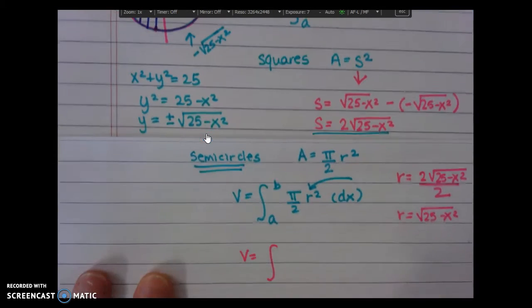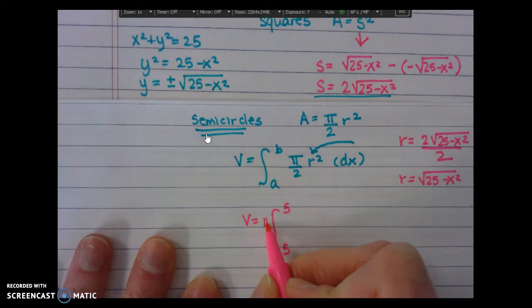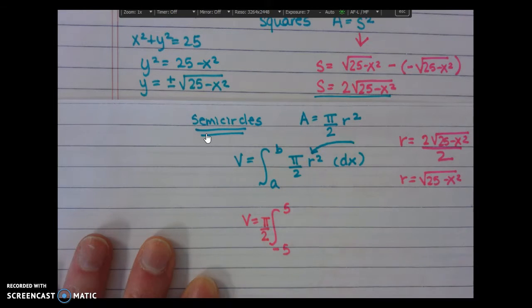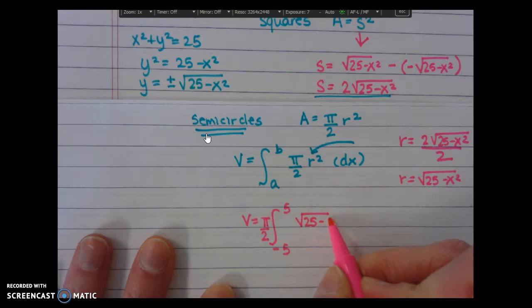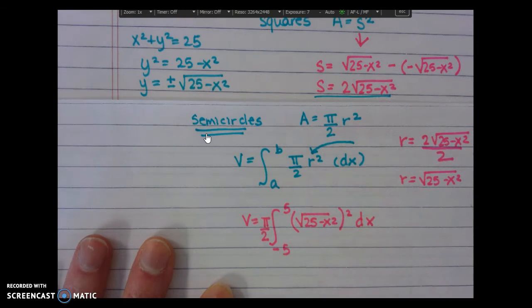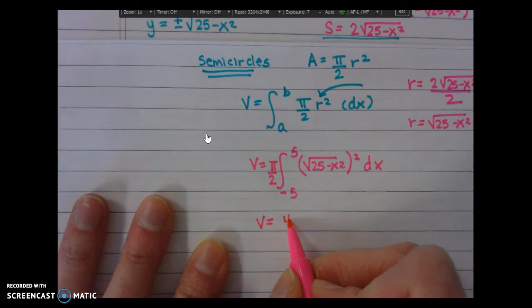Now I'm going to plug these values in. Sorry, I'm kind of going off the screen. My pi over 2 can come right out here. It's just a constant. My radius is the square root of 25 minus x squared. You're squaring that. So think about the differences and look at the differences in your notes between this problem and the other ones. We simplify before we integrate.